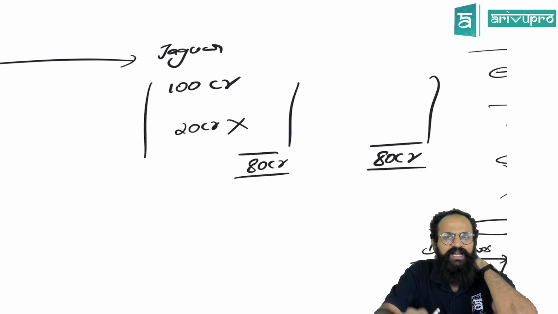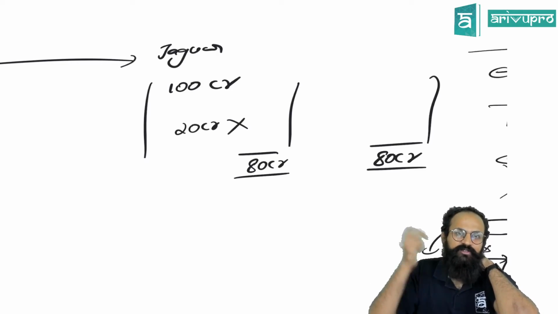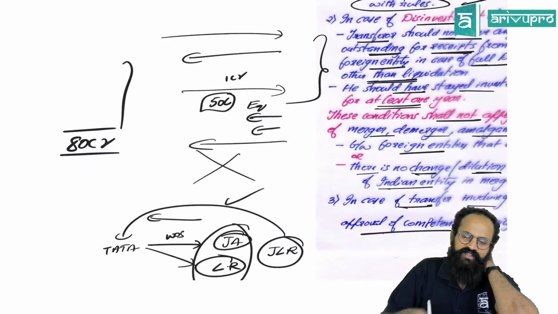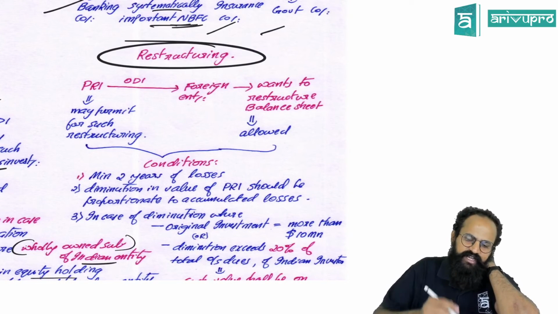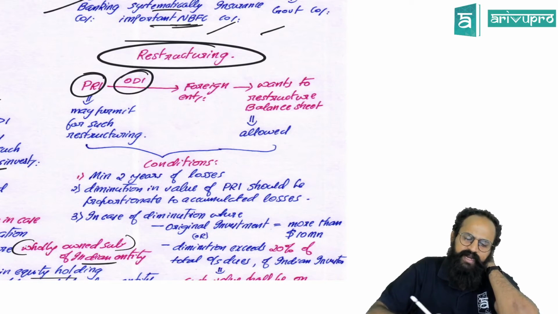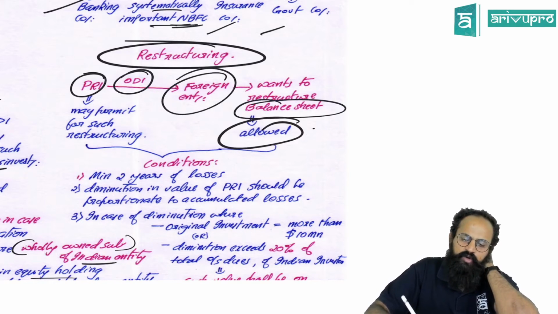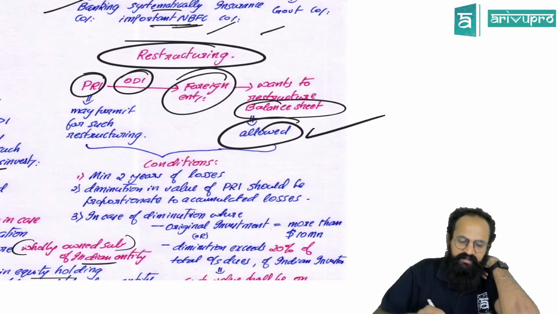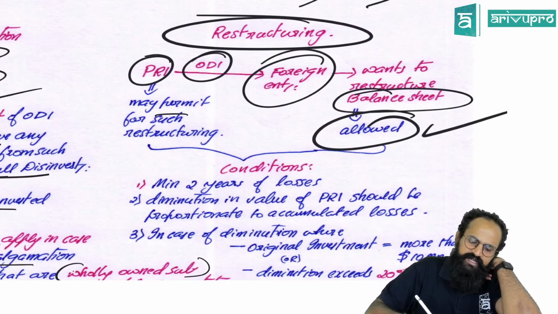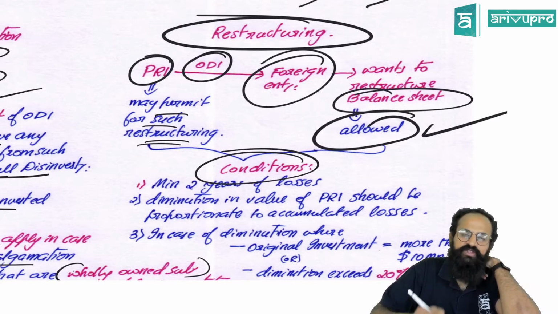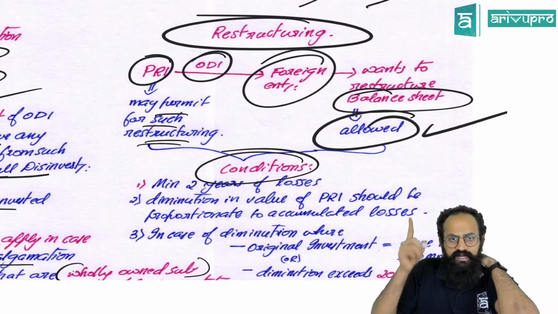Now, can I agree to this? Is this possible? For this they have given some conditions. What is that? See. Restructuring: PRI, who has made ODI in a foreign entity, wants to restructure their balance sheet. Is it allowed? Yes, it is allowed. We don't have any problem. However, PRI may permit such restructuring subject to these conditions. The conditions have to be satisfied.